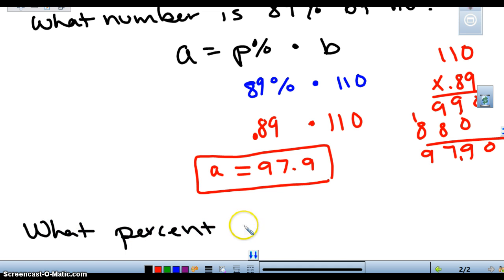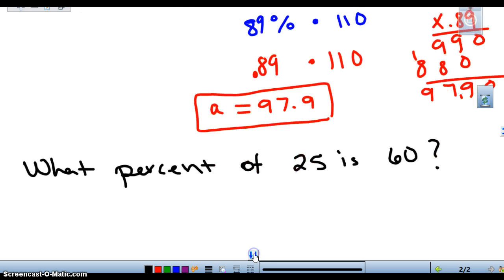What percent of 25 is 60? What percent of 25 is 60? So what was our equation? Who remembers? A equals P% of B, where A is the part and B is the base, or the whole. So what percent of 25 is 60?